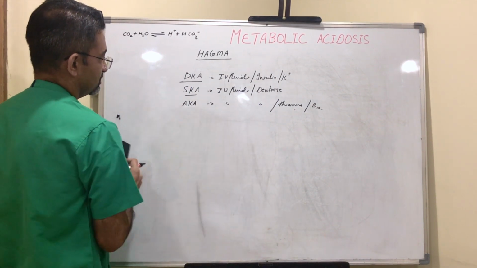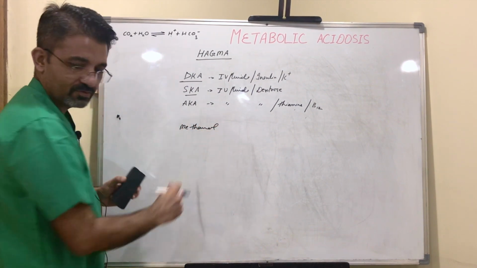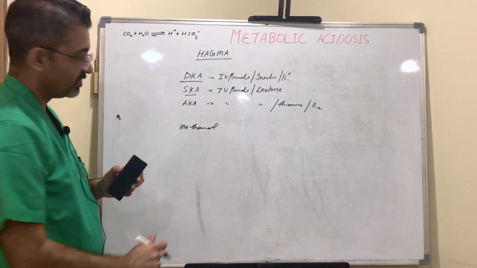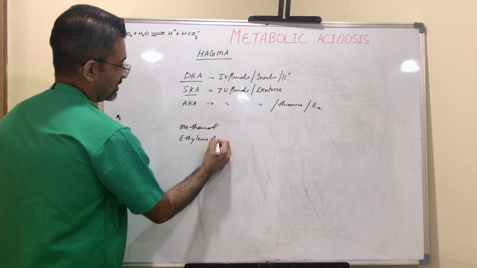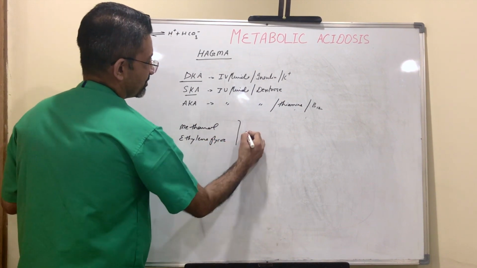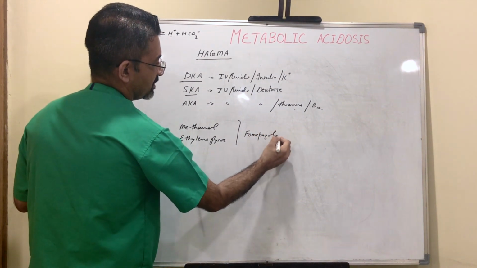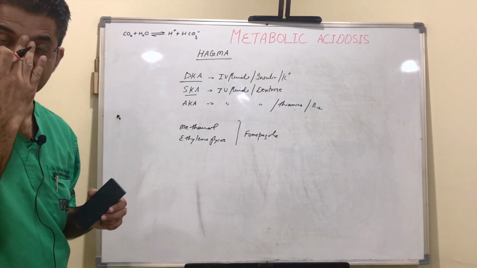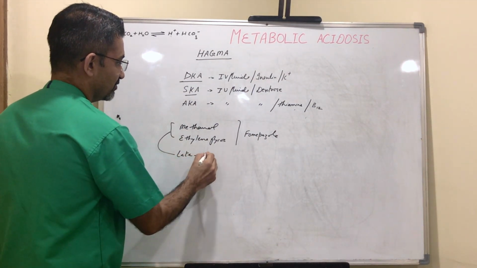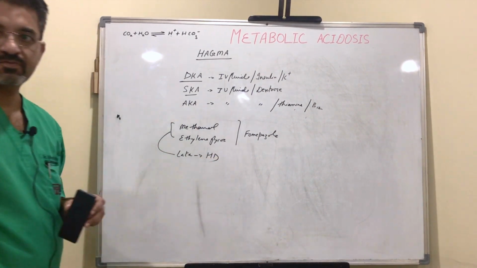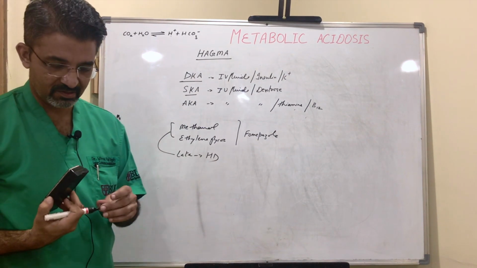Same with toxins. Suppose you have methanol, right? Or you have ethylene glycol. In early stages, you can give fomepizole. In early stages, mind you, in few hours. But if they are late, in late presentation, the only option is hemodialysis. So in early presentation, you use fomepizole. In late presentation, you go for hemodialysis.